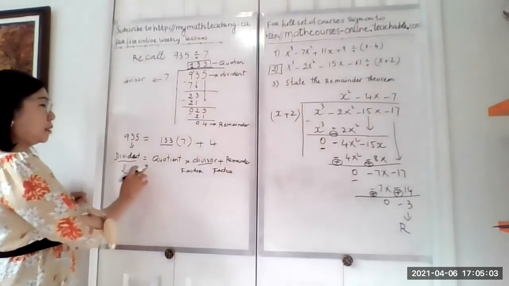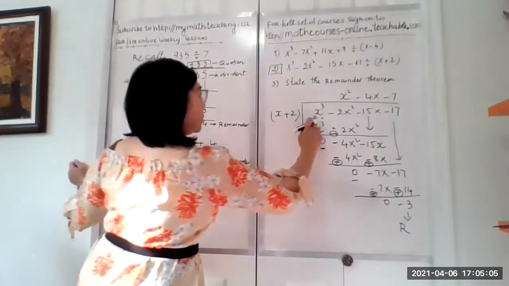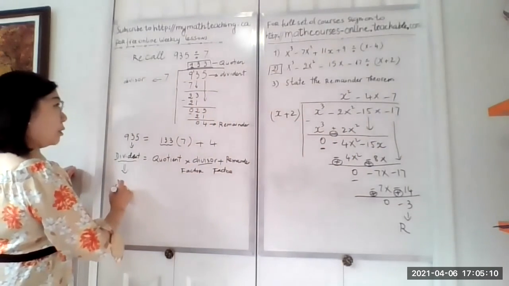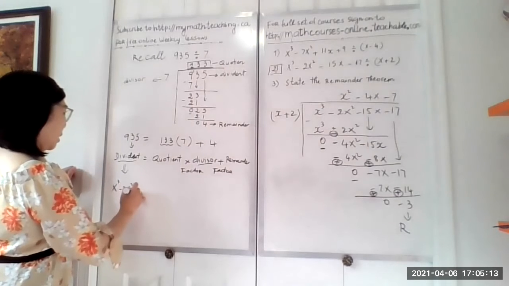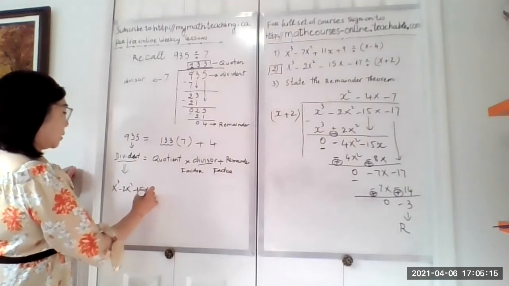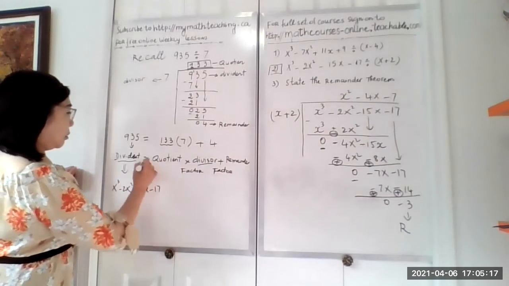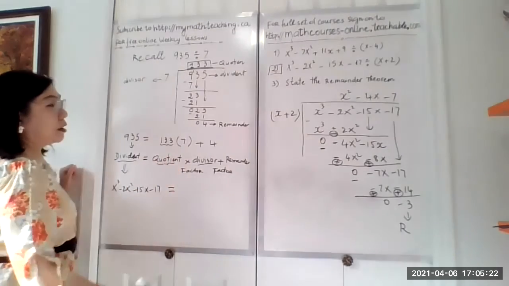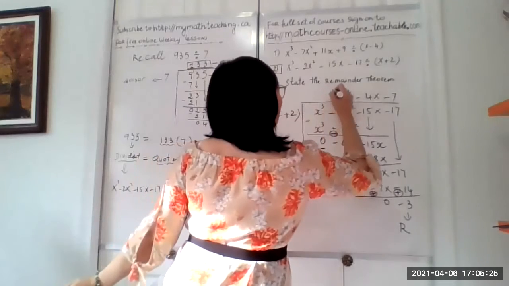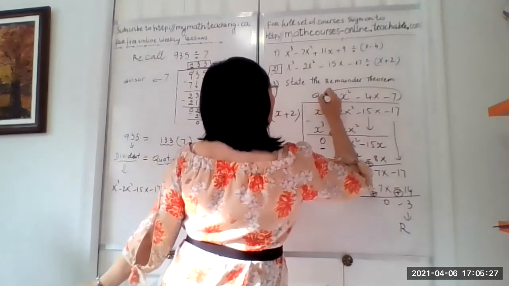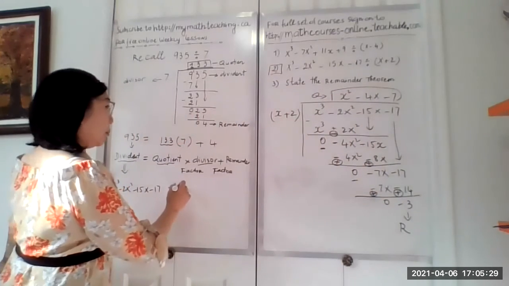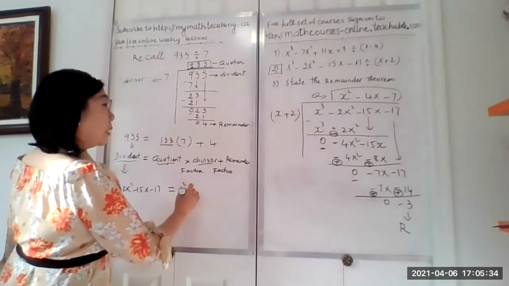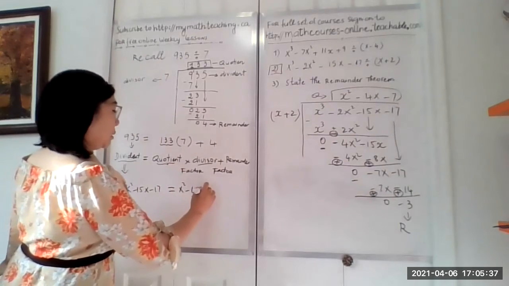Let's put this polynomial into this statement. So I'm going to follow this. The dividend is this whole expression here. We write down x to the power 3 minus 2x squared minus 15x minus 17 will be equal, you see the equal sign. The quotient here is the number that goes on top here. That is our quotient. So I'm going to copy this down. For the quotient, it will be x squared minus 4x minus 7.